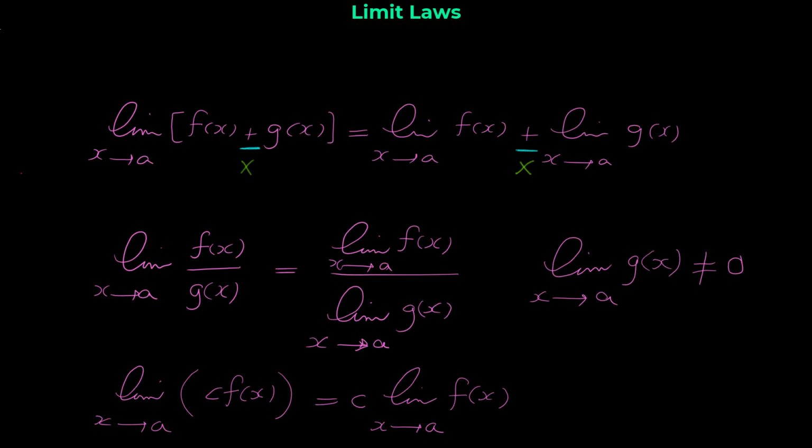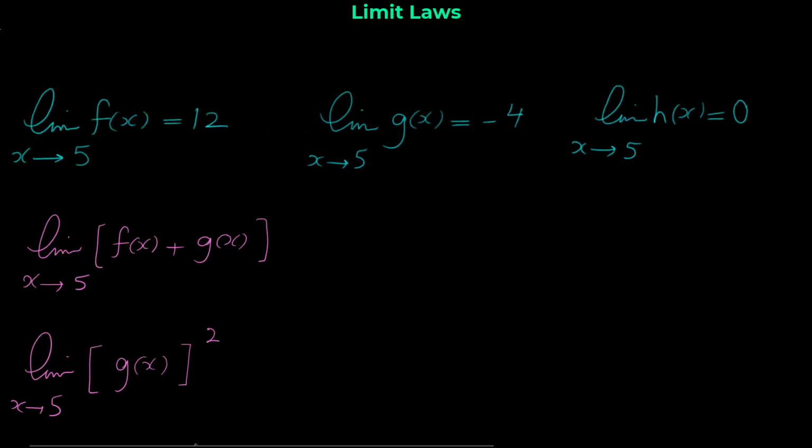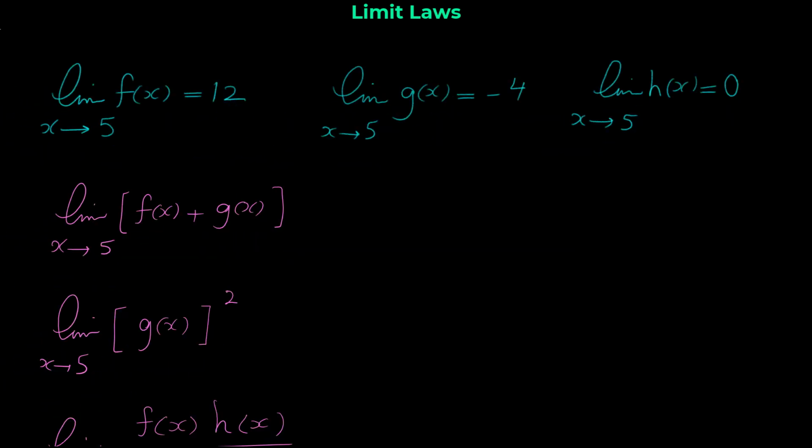Now that we reviewed the basic limit laws, let me show you some examples. Here we are given this information. We have a function f of x which we don't know what the function is, but when x approaches 5, the limit of that function is 12. These are given in the question. Limit of g of x when x approaches 5 is negative 4, and limit of h of x when x approaches 5 is 0.